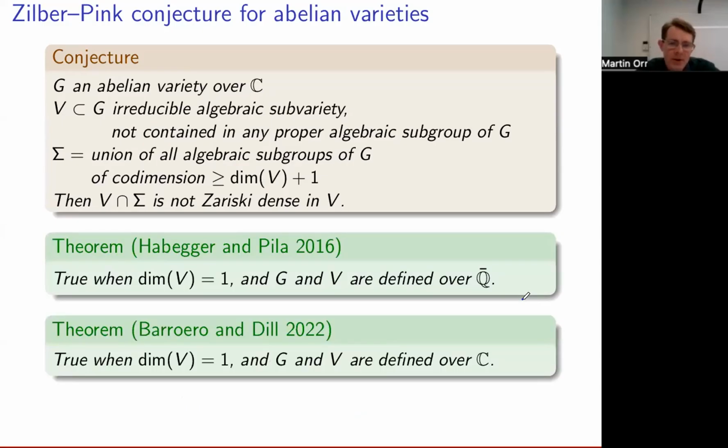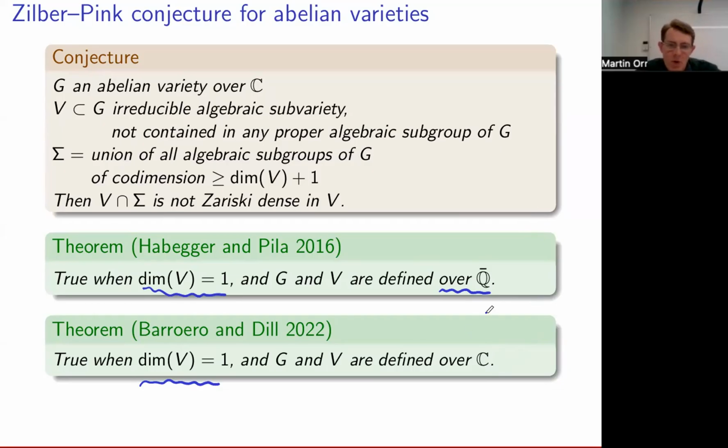What do we know about this conjecture? It was proved by Habegger and Pila when the variety V is a curve, and both the abelian variety and the subvariety are defined over Q bar. And then it was later proved by Barroero and Dill, still when V is a curve, but now allowing the variety and the subvariety to be defined over the complex numbers. And the proof of Barroero and Dill deduces this fact over C from the Habegger-Pila theorem over Q bar. So there's still sort of an arithmetic core to how this is proved over Q bar.